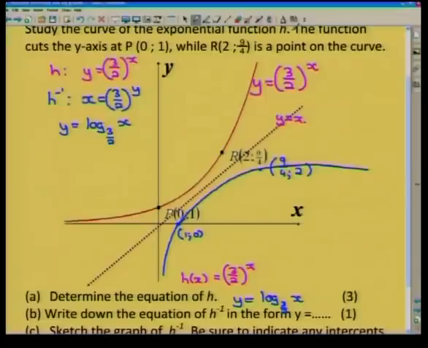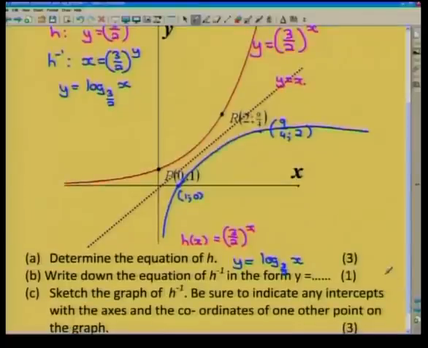Okay, right, so that takes care of that. They say sketch the graph of h to the minus 1. We have done. Have we indicated any intercepts? Yes, we have. There it is. And have we shown one other point? Yes, we have. There it is. So the question is complete, relatively straightforward. In fact, a lot easier than the first question we did, but clear how to work with it. So right, let's move to the next one.